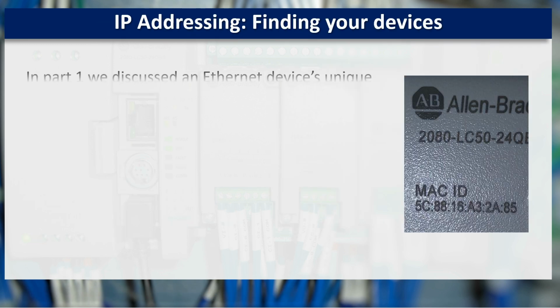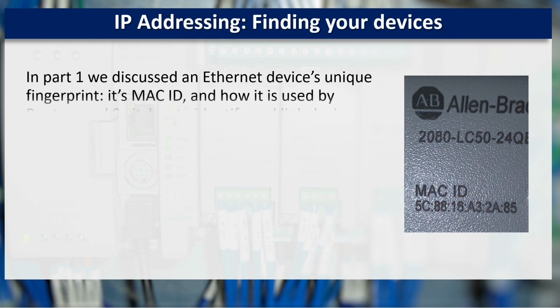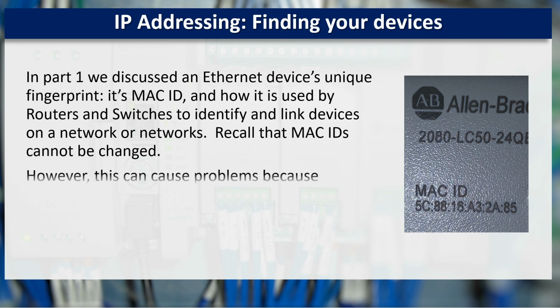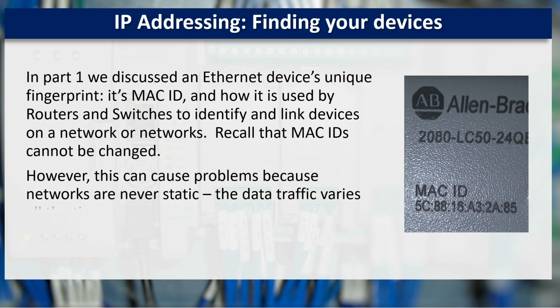In part 1 of this series, we discussed an Ethernet device's unique fingerprint, its MAC ID, and how it is used by routers and switches to identify and link devices on a network or networks. Recall that MAC IDs cannot be changed. However, this can cause problems because networks are never static. The data traffic varies all the time. Just think of the internet.